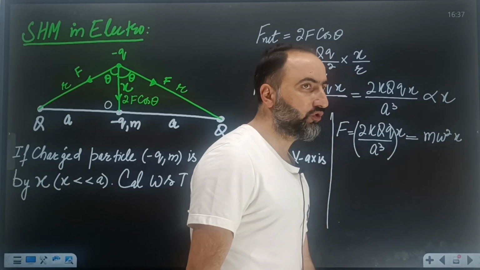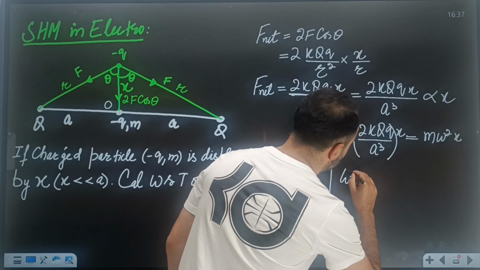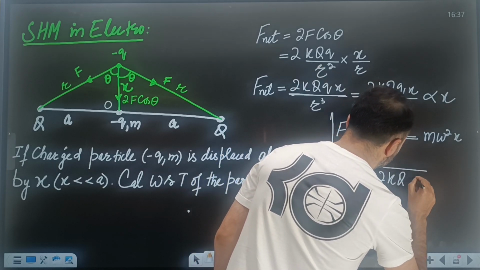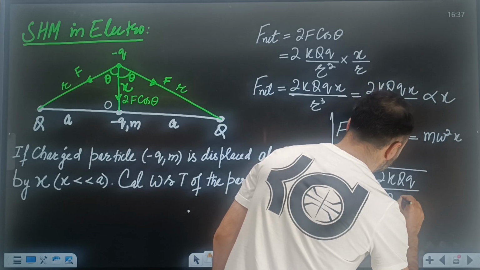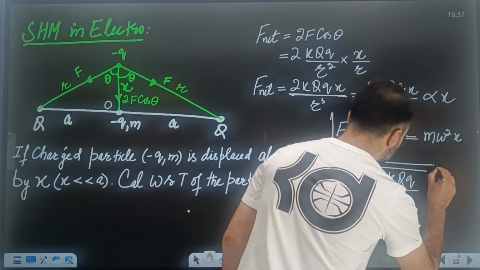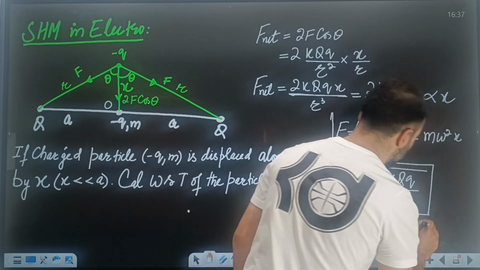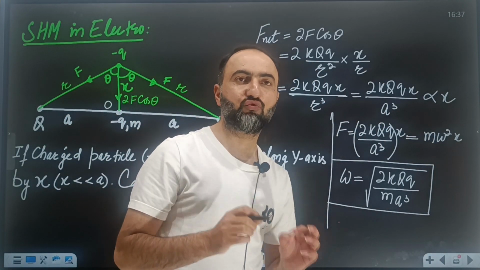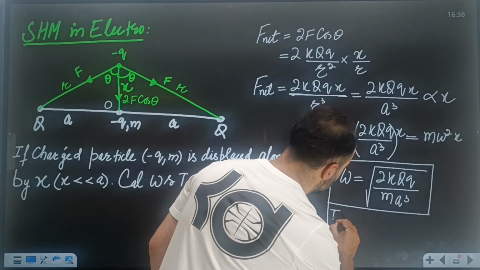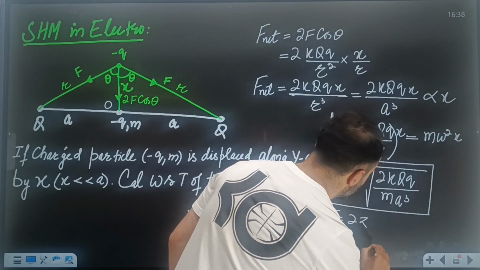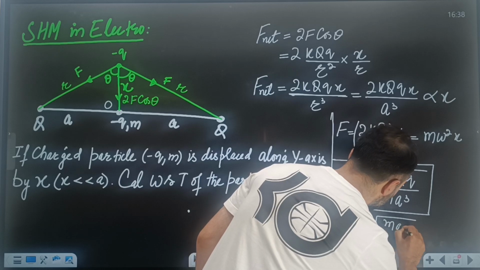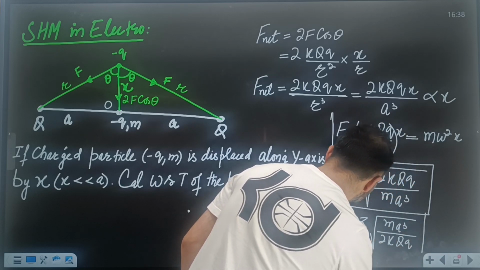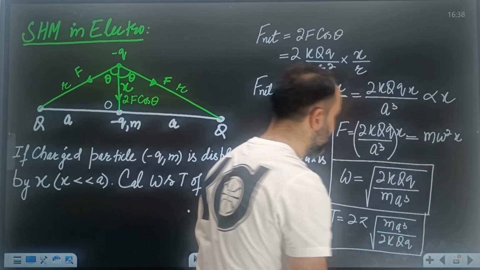This x and x is going to cancel. So here we are with the angular frequency, and that is under root of 2k capital Q small q divided by m into a cube, and hence we are done with this. So this is the angular frequency of the charged particle. And if you want to calculate time period, किसके बराबर होता है? That is 2 pi by omega. So 1 by omega के बदले हम ये लिखेंगे, that is m a cube divided by twice k capital Q into small q. So this equation gives you time period of the charged particle.